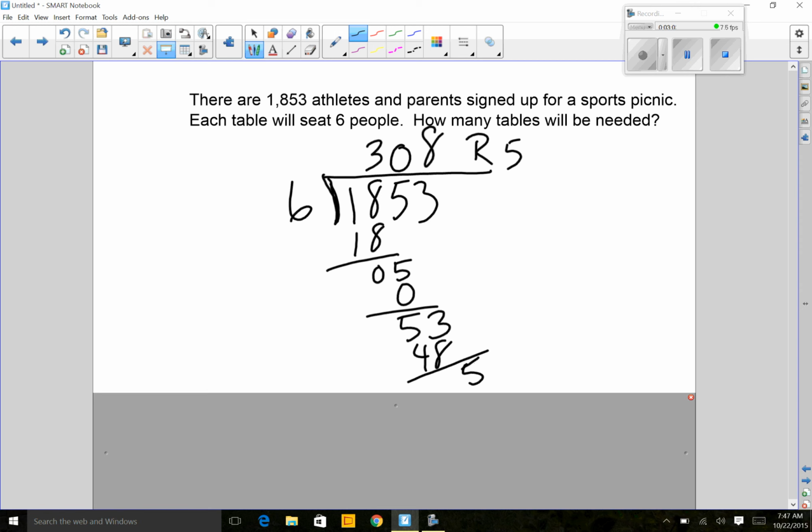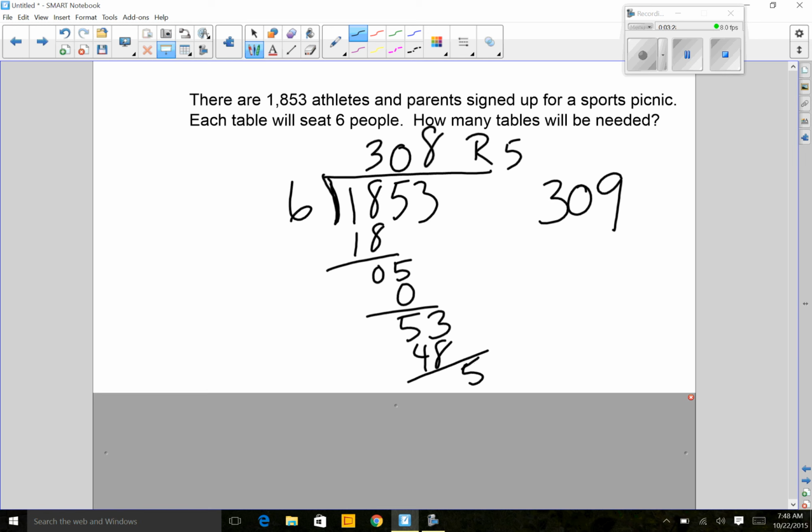So I can't make a whole other table. It would take 6 people to make a whole other table. But these 5 people can't just stand around at this sports picnic. They've got to have their own table. So we're going to have 308 tables with 6 people at them, and 1 table with 5 people. So how many tables am I going to need? I'm going to need a total of 309 tables, because these 5 people are going to have a table. They won't have a full table, but they will have a table.